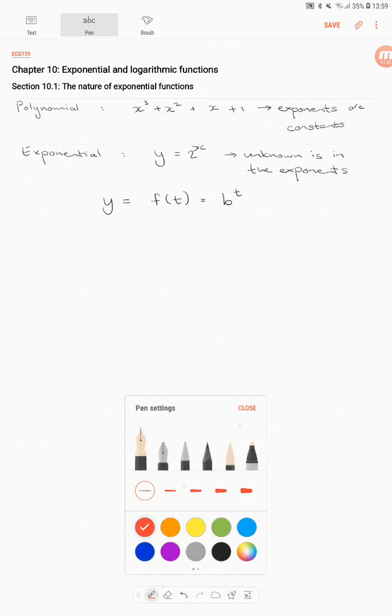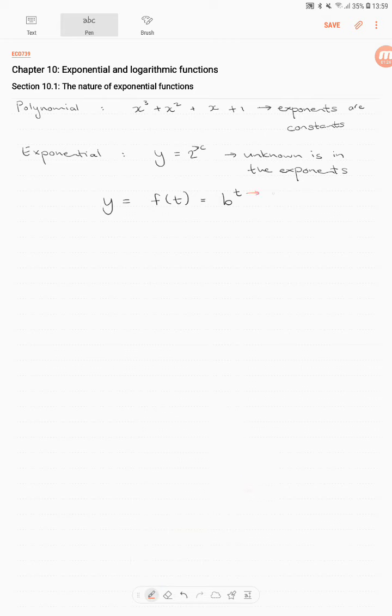So in this case, t is our exponent and our independent variable, and b is our base value.